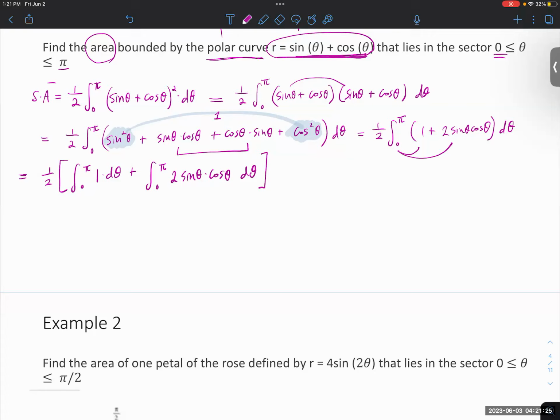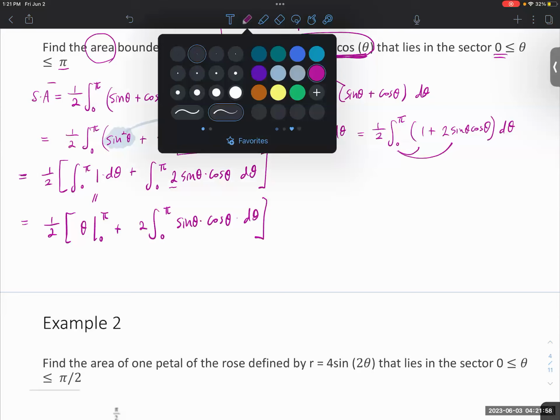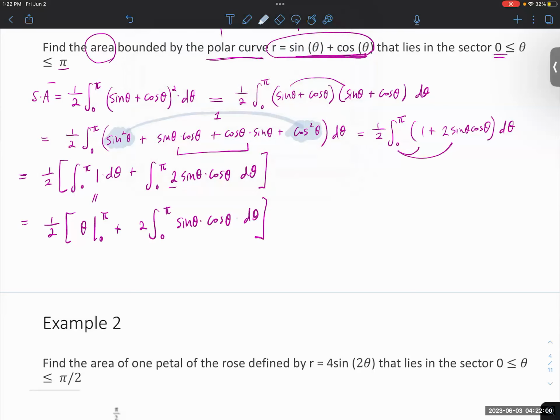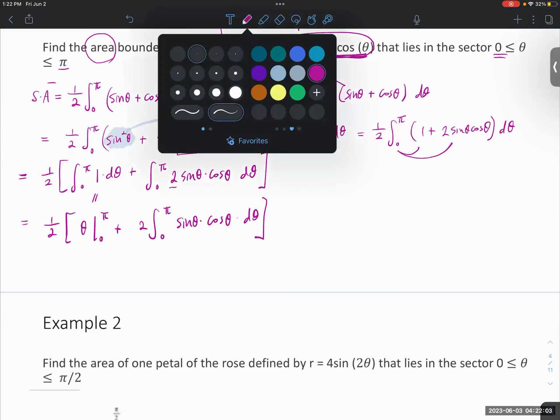So now we can take the integral. What are you guys going to do? The first term, if you take the integral, is going to be theta, from 0 to pi. Am I correct? And then 2 is a constant, correct? So we have a 2 in the front, and I have a sine theta cosine theta d theta. Are you following? Now think about it. This is very similar to the work you did in calculus 2. We're going to use u substitution.